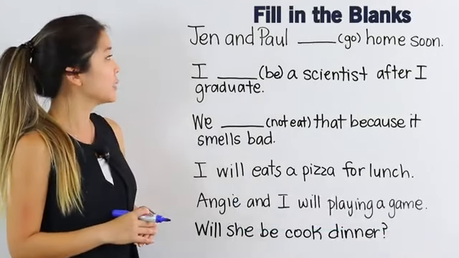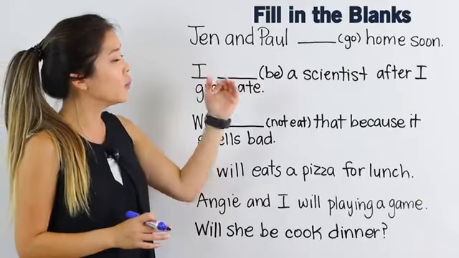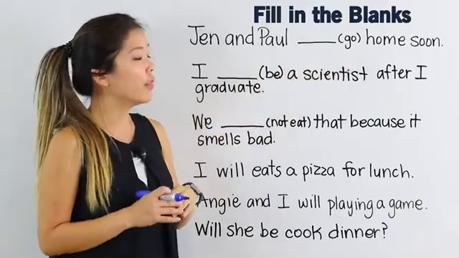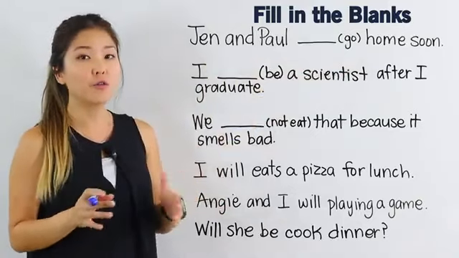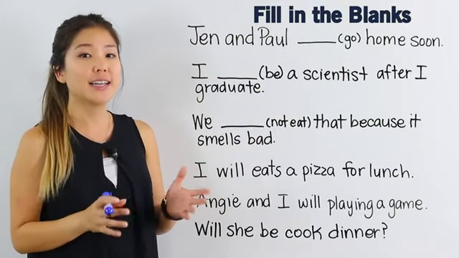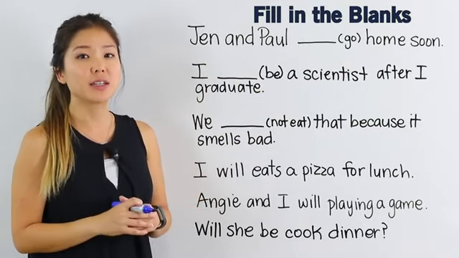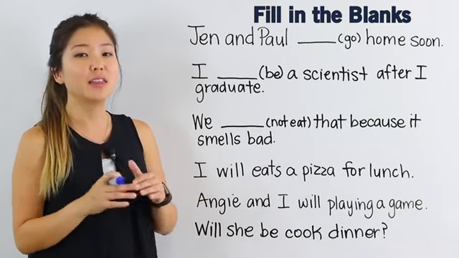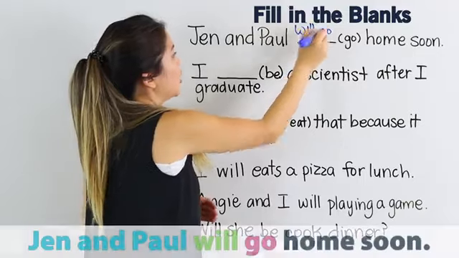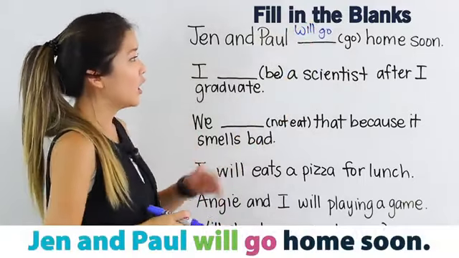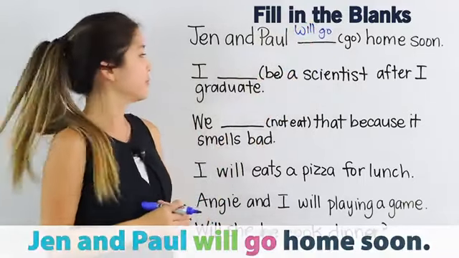The first example says, Jen and Paul blank home soon, with the verb go. Remember, when using will for the future simple tense, it doesn't matter what the subject is. We say will and then the base verb. So here we can say Jen and Paul, or they, will go home soon.